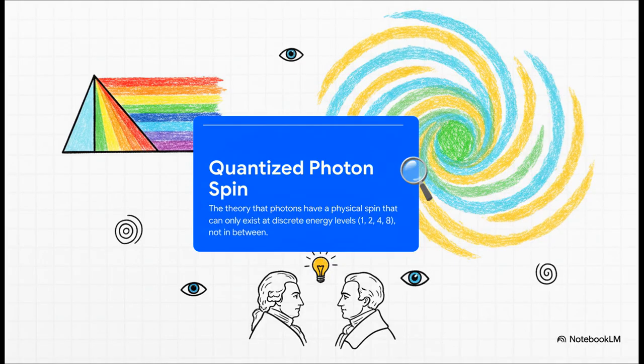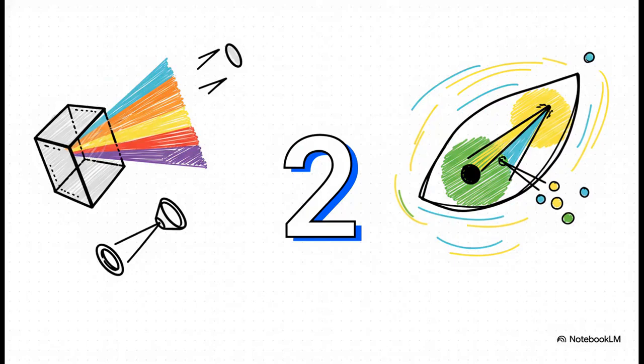Okay, so the foundational idea here is called quantized photon spin. I know, that sounds super complicated, but stick with me. The core idea is actually simple. Forget thinking about a photon's energy as being on some smooth, continuous ramp. This theory says that photons have a real, physical spin, and the energy of that spin can only exist in very specific, discrete steps, like a staircase. You can be on step 1, or step 2, or step 4, but you can never, ever be on step 1.5. And if those discrete energy levels are real, it leads to an absolutely mind-blowing conclusion.